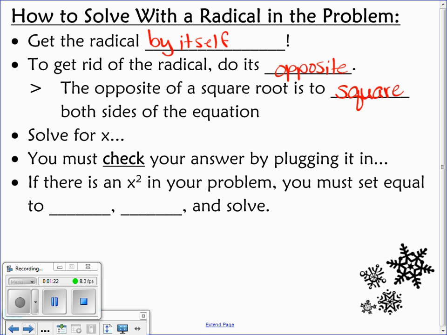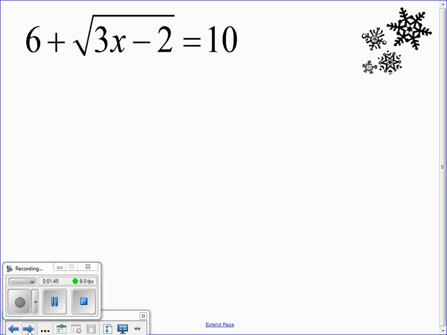If there's an x squared in the problem, you must set it equal to 0. Then do what? Factor, and solve. Which again, we've done this before. That should come second nature to you at this point. So the equations we're looking at today have radicals in them. They look a little frightening at first look, but the first thing you want to do is isolate the radical.